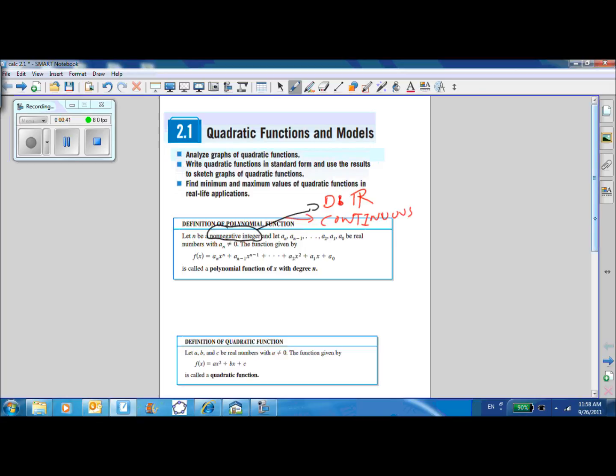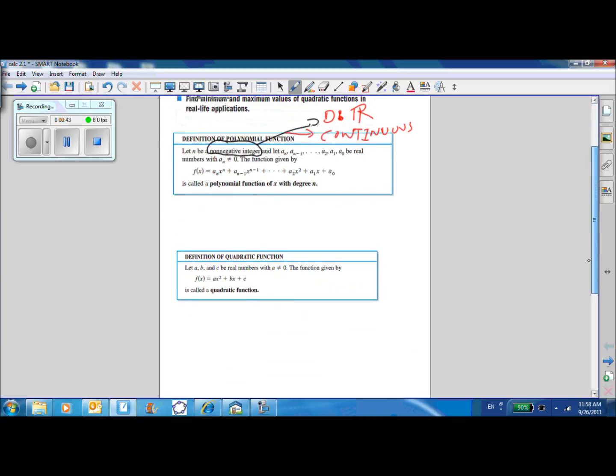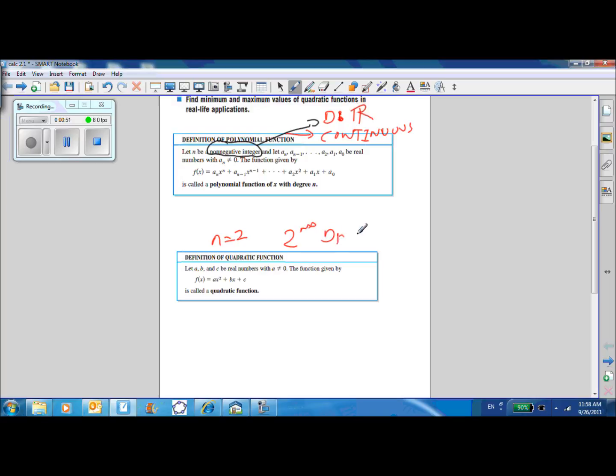Now, we're going to specifically focus on a quadratic function today, where it's like a polynomial, but we just focus on n equaling 2. So the degree is 2. So this is also called a second degree polynomial function. Okay? It's also called a quadratic function.